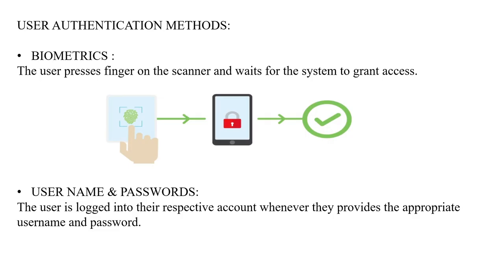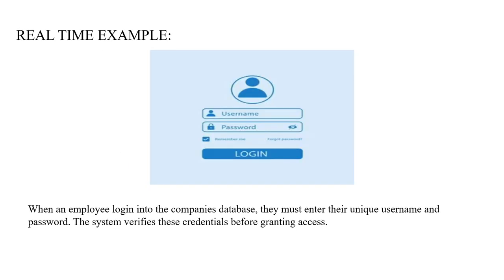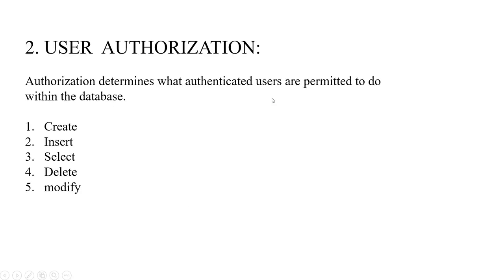it is the DBA's responsibility to provide access to the database stored in the database management system. A real-time example, as we have discussed up to now, is Gmail login. We need to enter our username and password. When an employee logs into the company, they must enter their unique username and password, and only then are their credentials verified before success is granted. If the user enters the username and password correctly, only then does it grant access to that particular person.